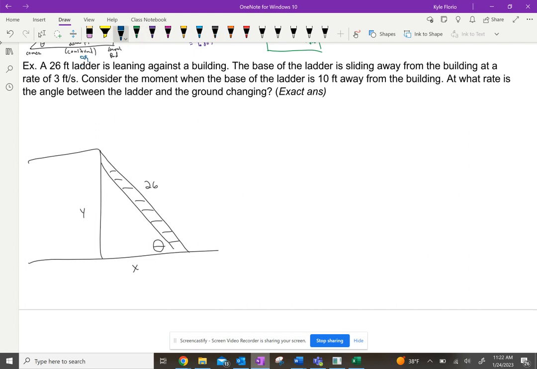The base of the ladder is sliding. Consider the moment when the base of the ladder is 10 feet away. So at some point, X equals 10. But that's not constant because it's sliding away. The base of the ladder is sliding away from the building at a rate of 3 feet per second. So X prime is 3. It's sliding away, so X is getting bigger, so it's positive.